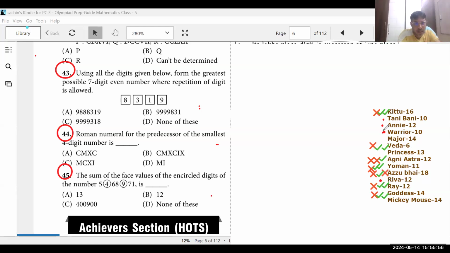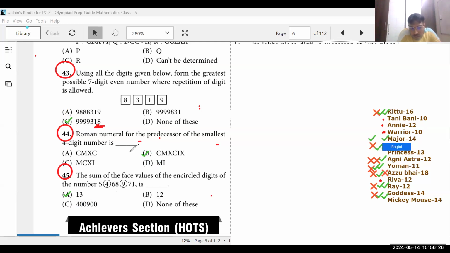So answers are A, B, and B. So first question, using the 43rd. No, guys, I marked it from a different key. So it should be an even number. So this is an even number. So it ends with 8. So it will be 9999318. That is why my answer is C.